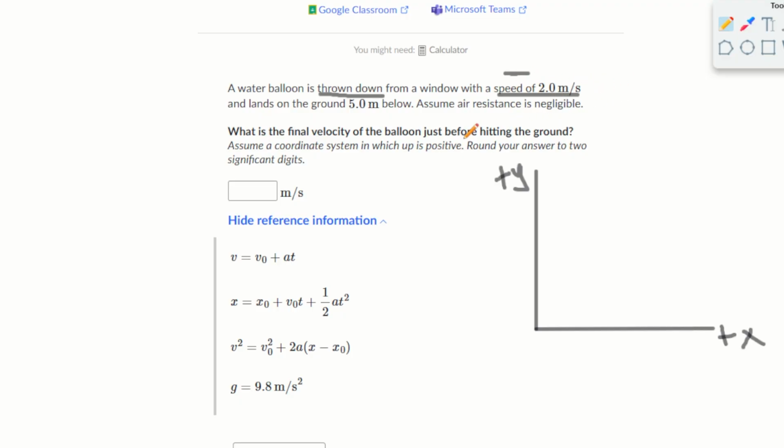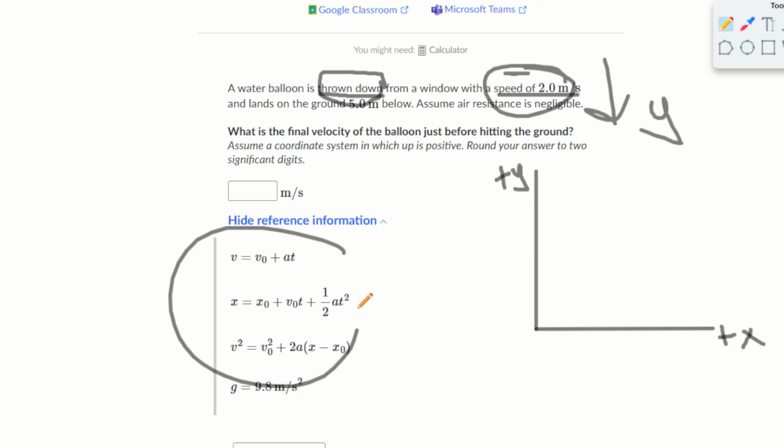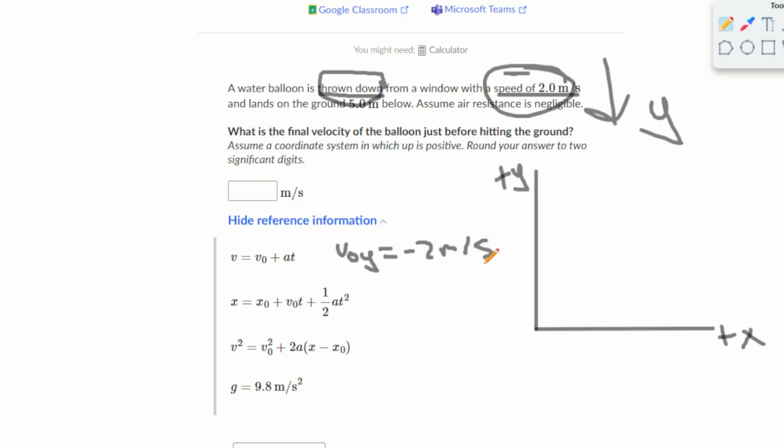second. And you might be wondering, is this going in the x or in the y, since we have to split it into our xy components? Since it tells us that it is thrown down and doesn't give us a degree, like at an angle of 35, we know that this initial velocity is all in the y direction. So knowing that, we can just put in our equation: v0y, so v initial y, is equal to negative 2 meters per second.